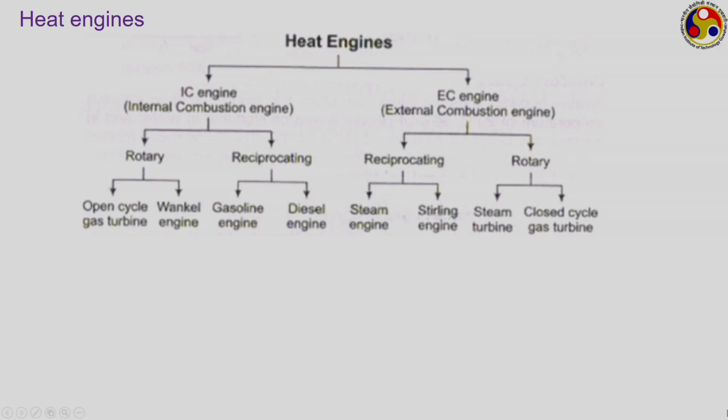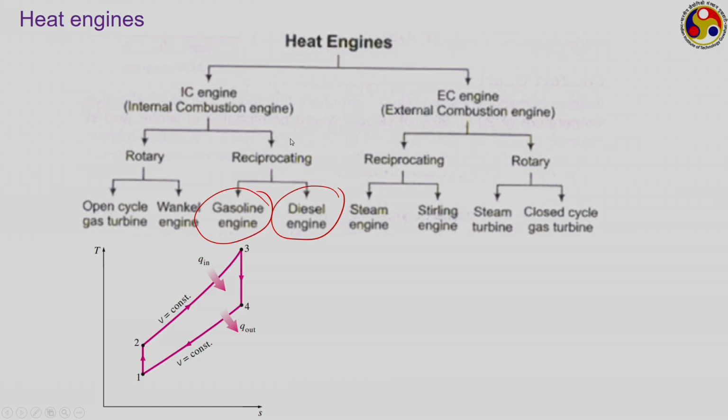Now, this is something that I have shown earlier also, in the last week, where we classified the heat engines into two broad categories, the IC or internal combustion engines and the external combustion engines. And there under IC engine we can have both rotary and reciprocating versions, same in case of EC engines as well. Now, under the reciprocating category, the gasoline engine or so called spark ignition or SI engines and the diesel engine or so called CI engines are the ones that we have already discussed. We have already discussed this particular cycle.